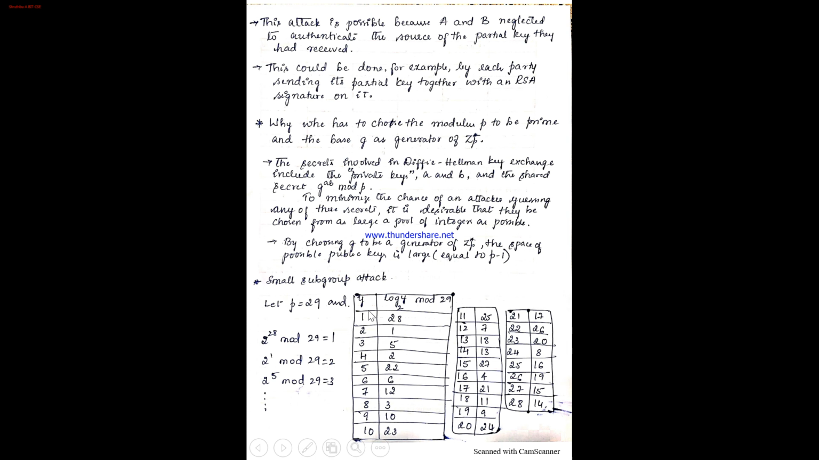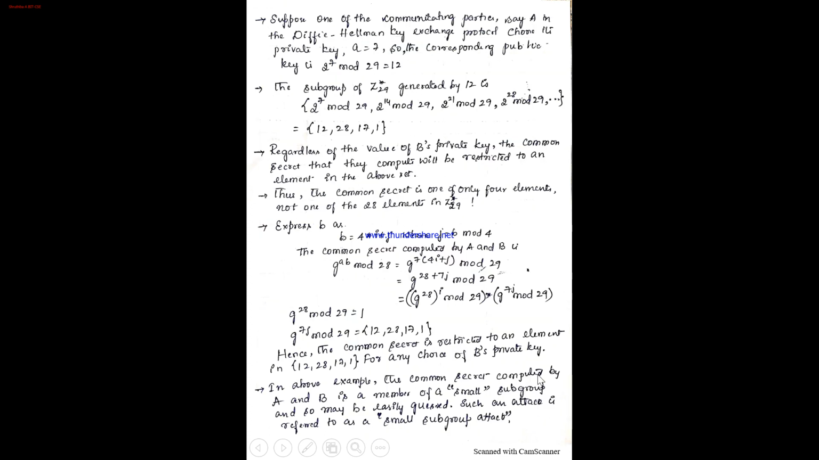This can be interpreted as follows: 2 to the power of 28 will give you 1. 2 raised to 1 will give you 2, 2 raised to 5 will give you 3. That is how we are supposed to interpret this table. 2 raised to 2 mod 29 will give you 4, and 2 raised to 12 mod 29 will give you 7. That is how this table is interpreted. For example, this has been considered.